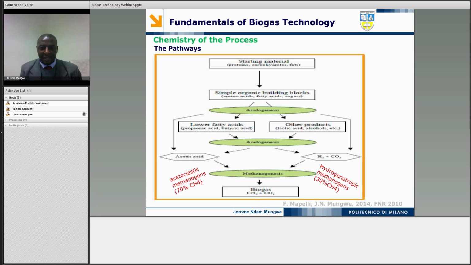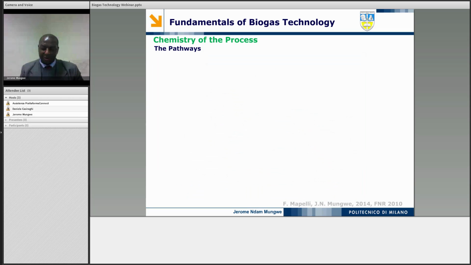Between the third and the fourth stage, the production can have two different pathways. One path where hydrogen and carbon dioxide is converted to biogas, and the other path where acetic acid is converted to biogas. The path that combines hydrogen and carbon dioxide is responsible for 30% of the methane that is produced, while the path of breaking acetic acid to biogas is responsible for 70% of the gas that is produced.